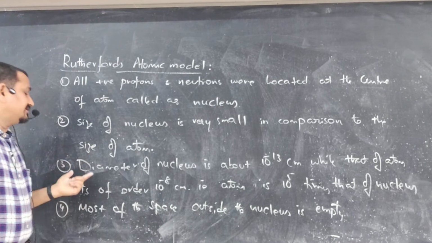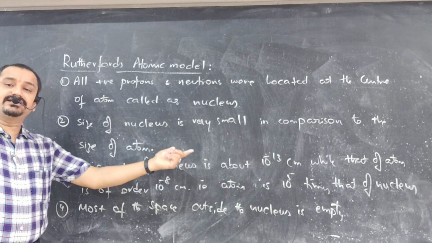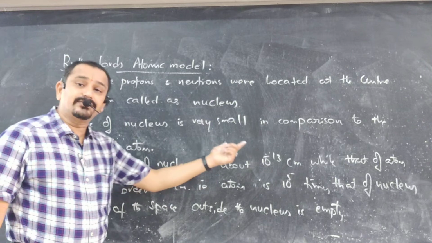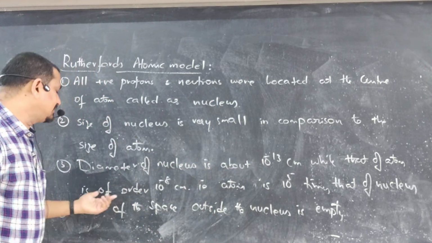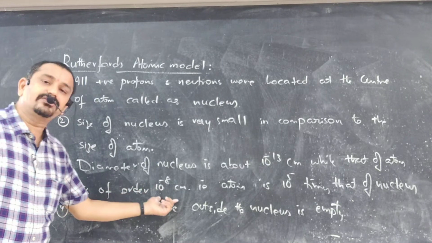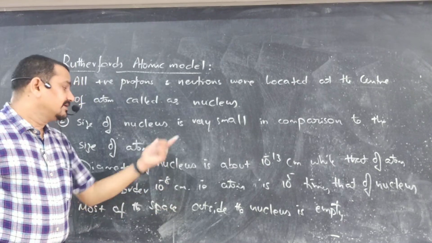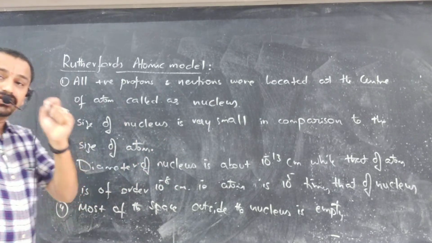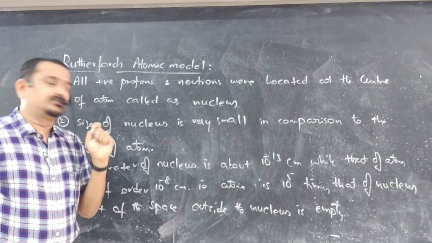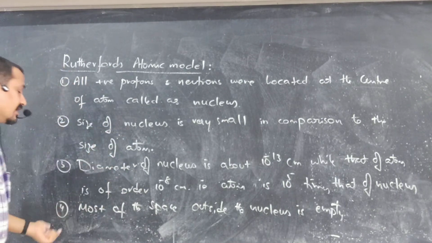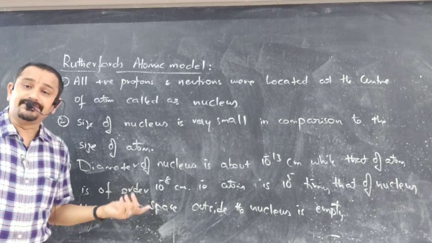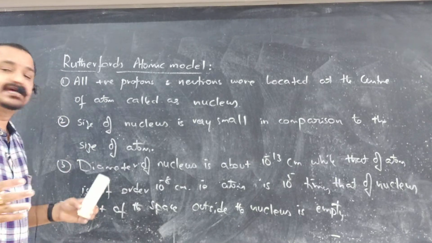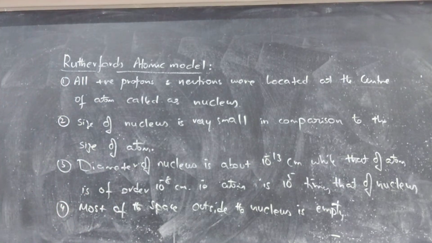For example, the diameter of the nucleus is of the order of 10 power minus 13 centimeter, whereas the diameter of the atom was observed as 10 power minus 8 centimeters. It means the atom is 10 power 5 times that of the nucleus. See, the nucleus is so small in space when compared with the atom. Another point given in Rutherford's postulates is that most of the space outside the nucleus is empty.